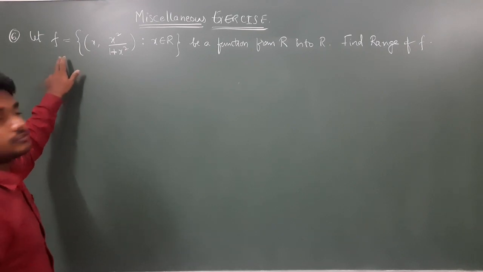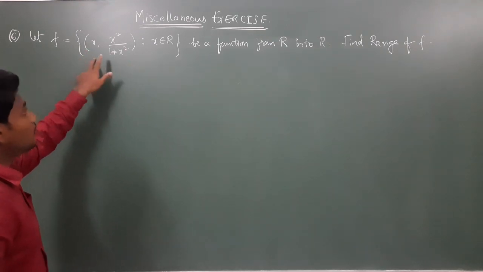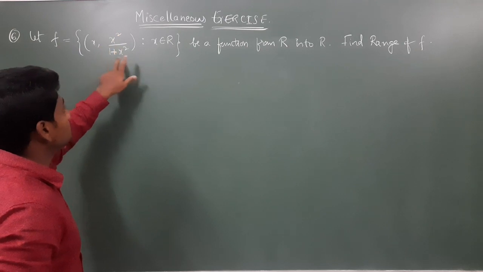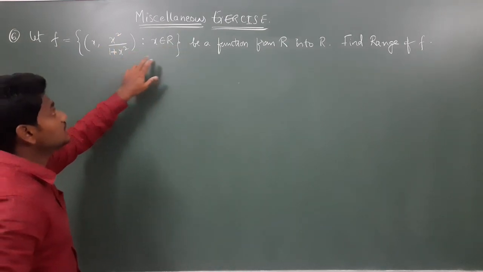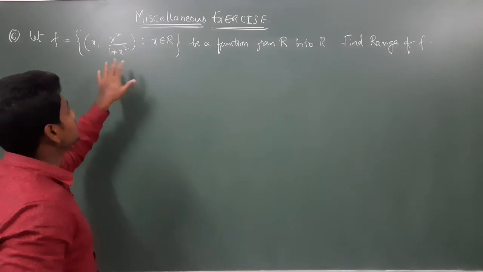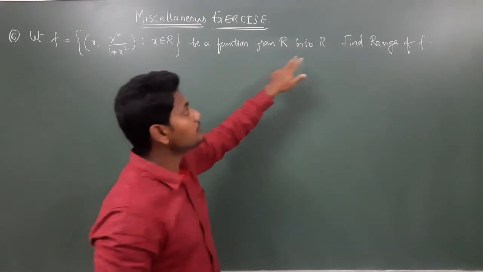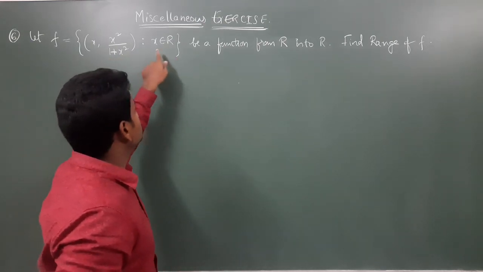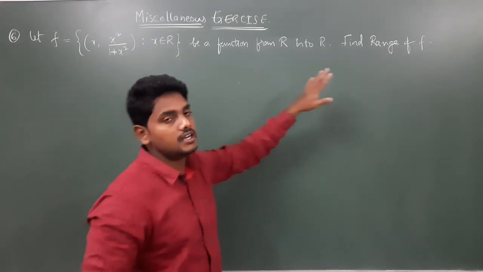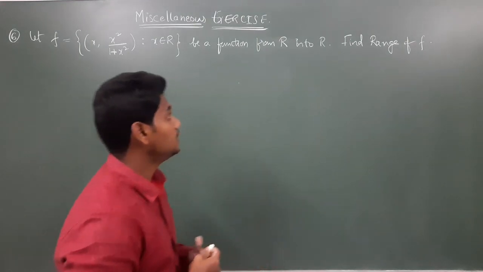Let f = {(x, x²/(1+x²)) : x ∈ R} be a function from R to R. Here x ∈ R, for all x belongs to R, is the domain that is given, and they also said that this is a function. So where x belongs to R is the domain, find the range of f. The range of f we need to find.